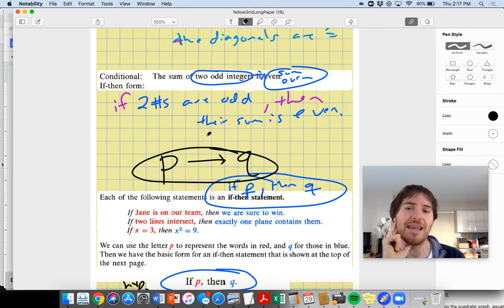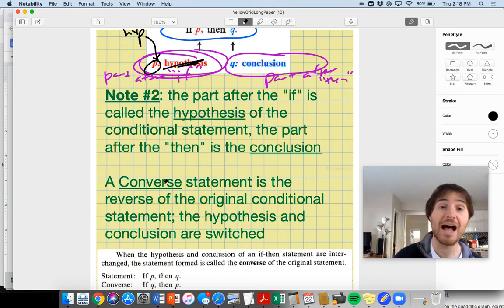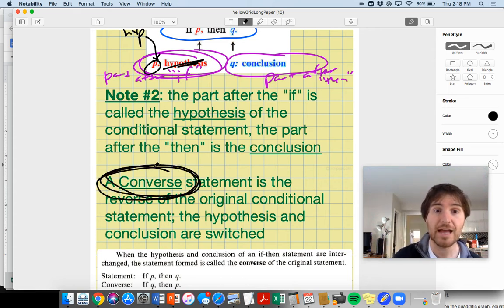Well, what about this? What if I said if x squared equals 9, then x has to equal 3? That might be something you evaluate. We've got to think if that's true or not. I don't know if that's true necessarily here. We'll come back to that later. Okay, anyways, a converse statement is the reverse of the original conditional statement.